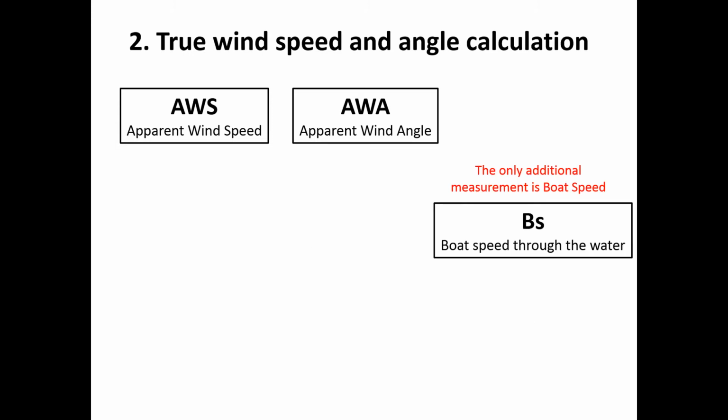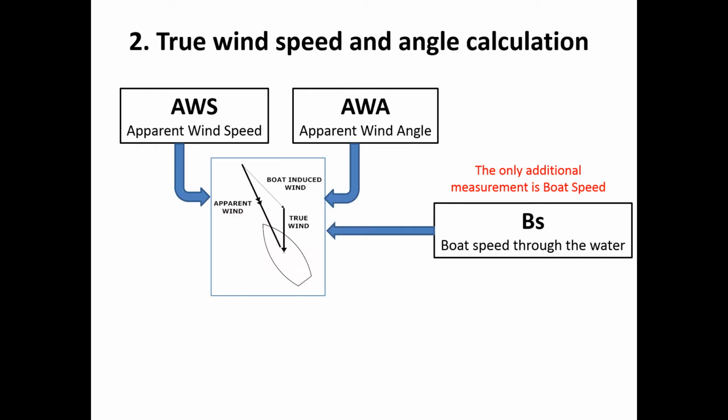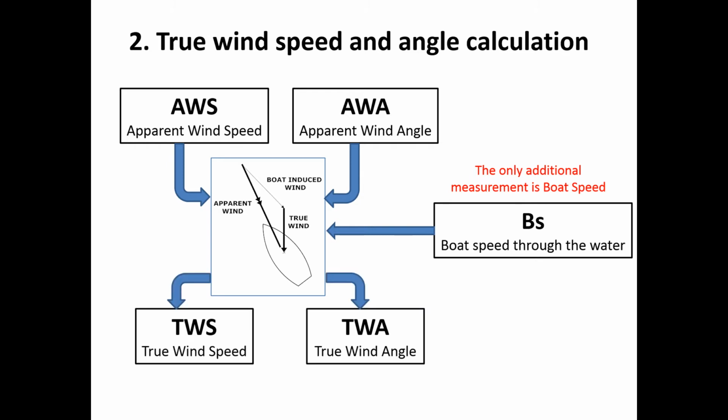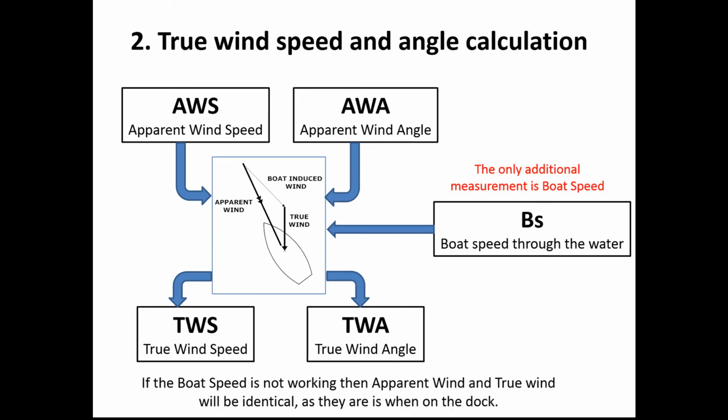The only additional measurement to get true wind speed and true wind angle is boat speed through the water. This gets added to the apparent wind readings through the vector triangle, which we don't need to understand or consider here because that's done in the instrument processor. Then that produces for us true wind speed and true wind angle. And if boat speed is not working, then the apparent wind and the true wind will be identical as they are when we're on the dock.